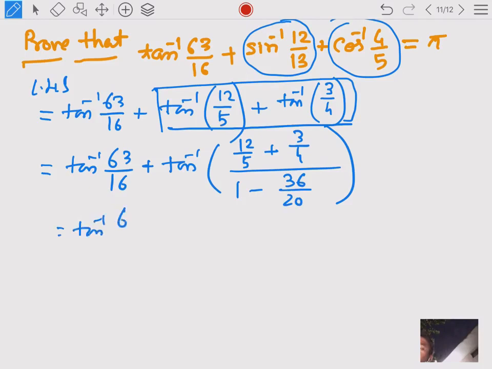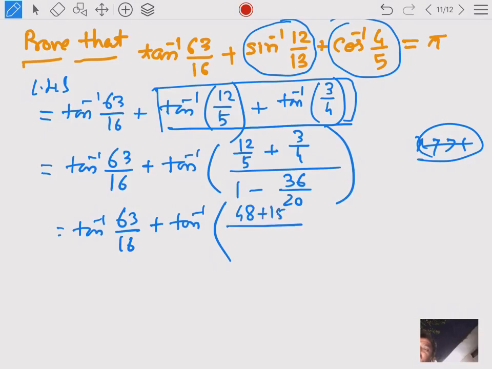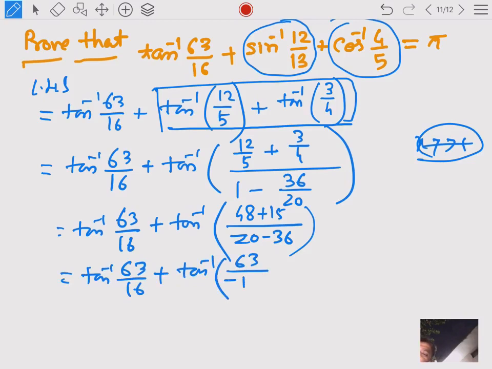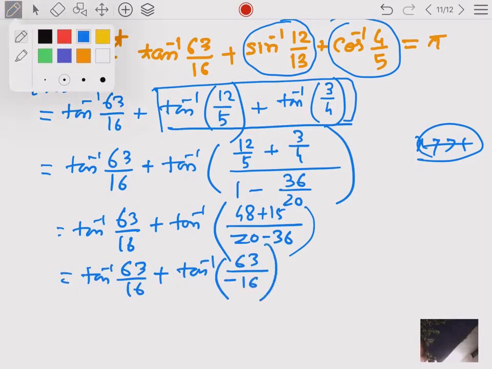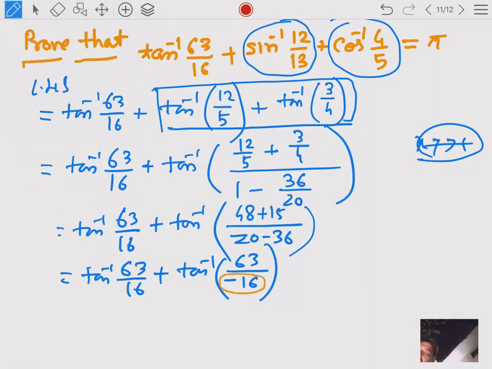So students, this is the time to note that here x into y is greater than 1. It is of the form x into y greater than 1. Okay, let it be. When we solve this, 12 fours are 48, plus 15, divided by 20 minus 36. So students, look here, now one thing is coming: tan inverse 63 by minus 16. Actually the denominator is coming negative. If the denominator is negative, then the base is negative, and tan inverse of minus x is pi minus tan inverse x.